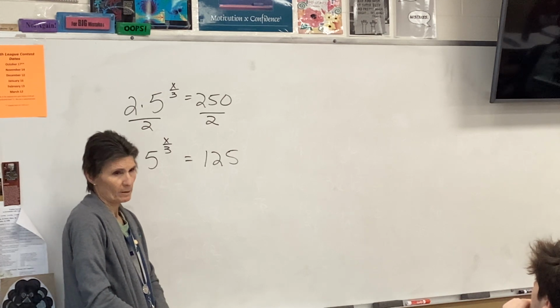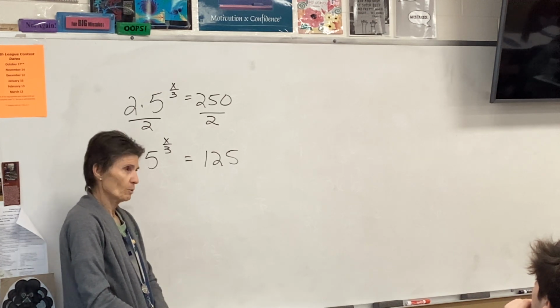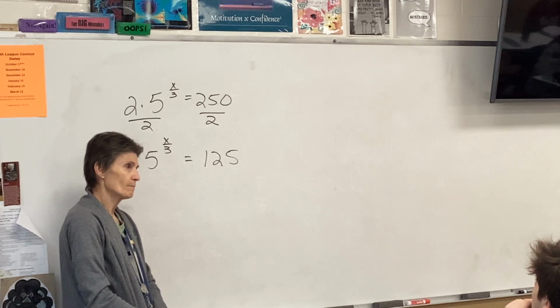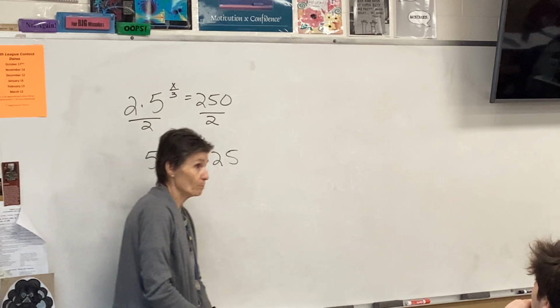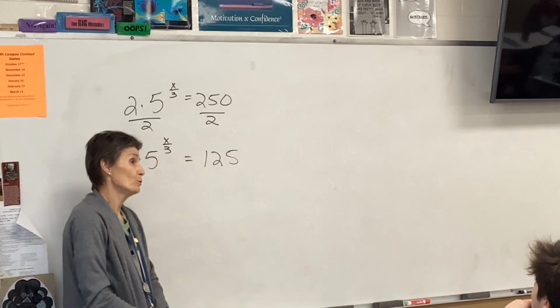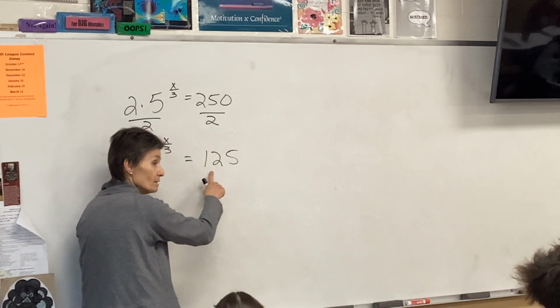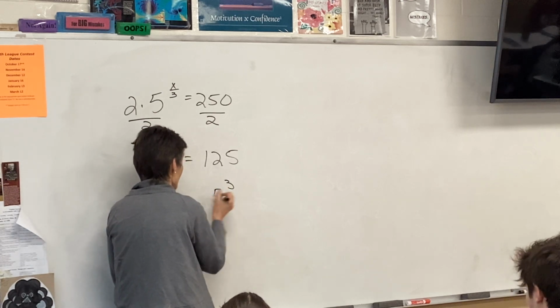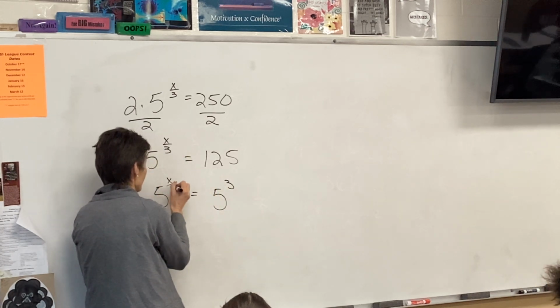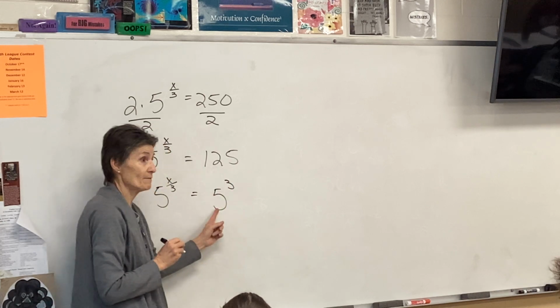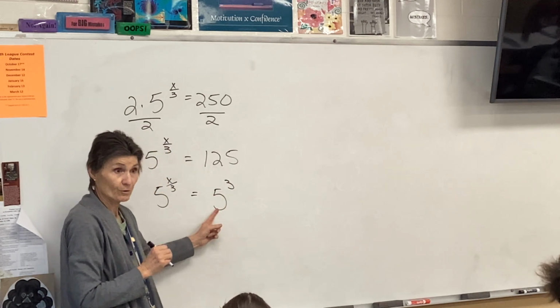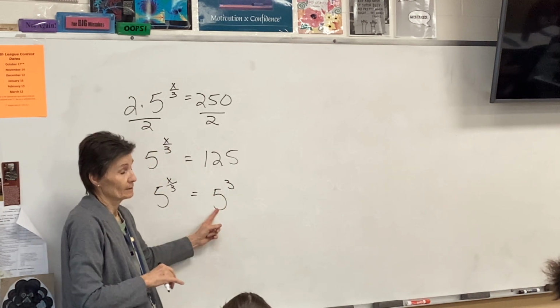125 is a special number. Anybody know what 125 is? It's a cube, that's right. What is the cube root of 125? 5. So this is actually 5 to the third. 125 is 5 to the third, 5 times 5 times 5.